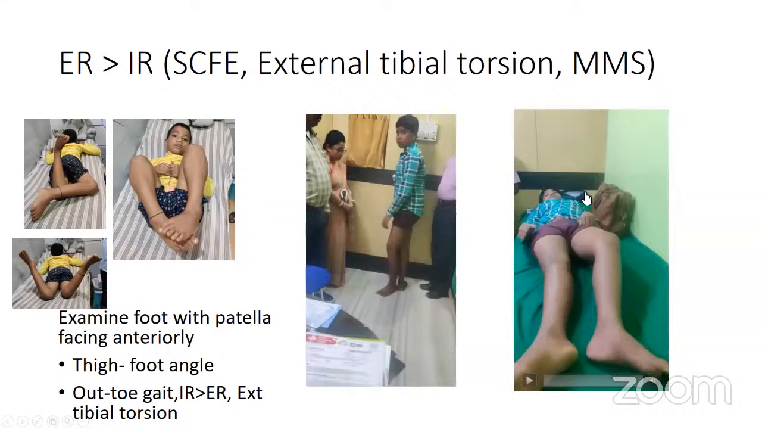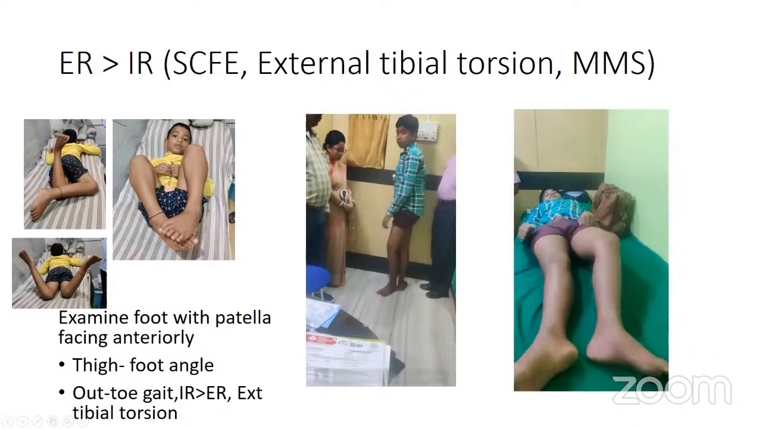And in that case, what is that? Basically, if there is some increased anteversion, the increased internal rotation of the femur is compensated by significant external tibial torsion. So that is known as the miserable malalignment syndrome. So in that case, if we correct the patella, the foot will go outside. So this is not the miserable malalignment syndrome.